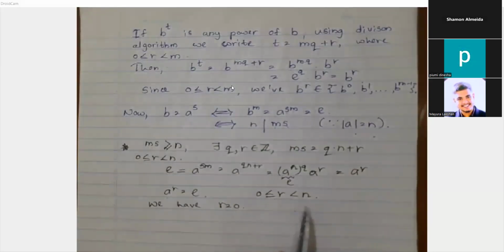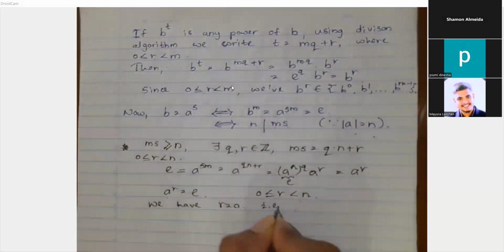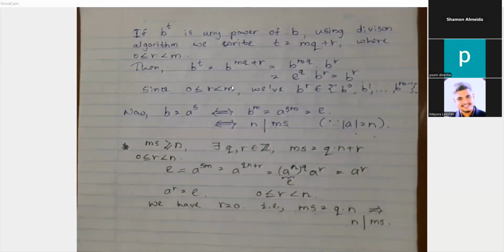It can't be any other number, because if you take r to be a non-zero number less than n, it would violate the definition of the order of an element. So we must have r equal to 0. Going back over here, we have ms equal to q times n plus 0, which we will omit writing. What does this tell you? This tells you n actually divides ms.